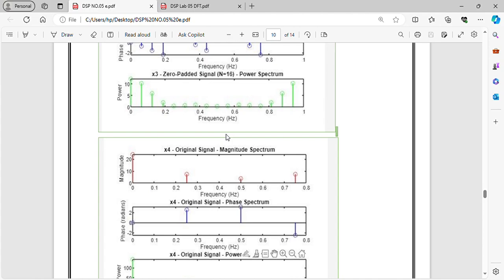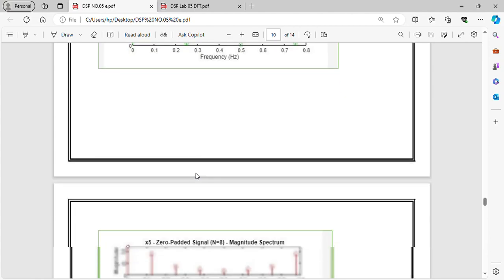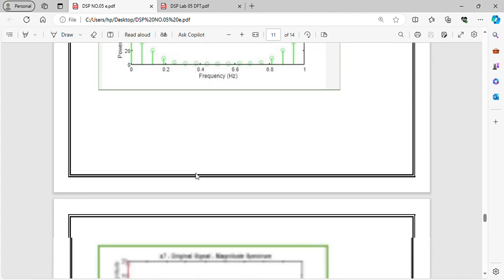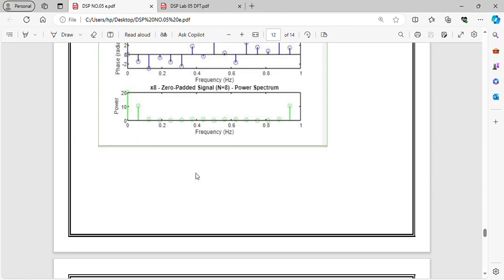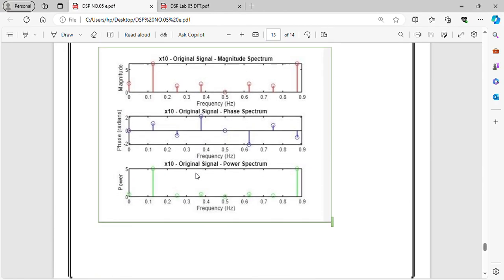This is the original signal for x4. This is the original signal for x5, x6, x7, and up to x10, x11.